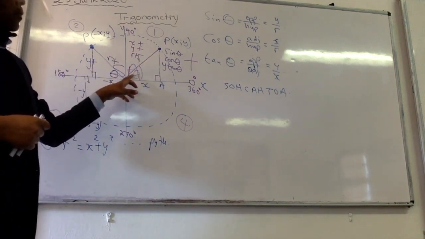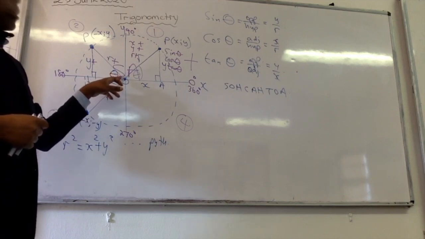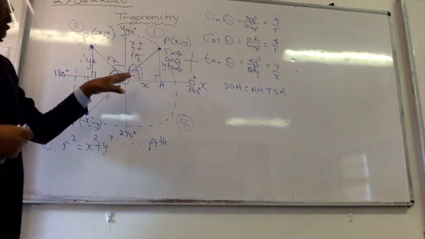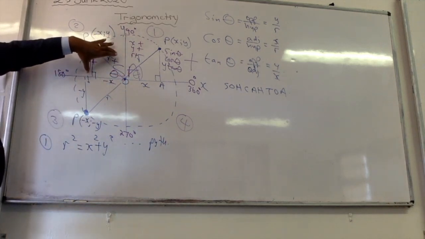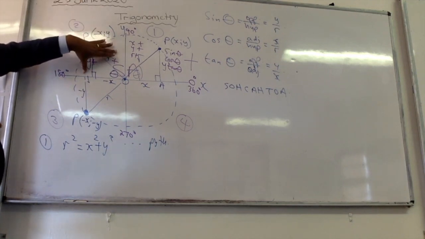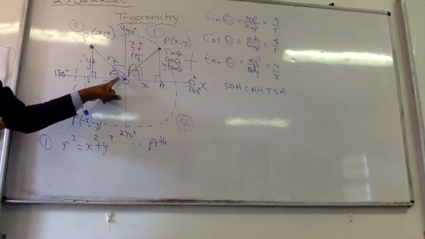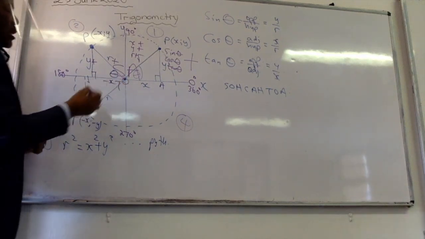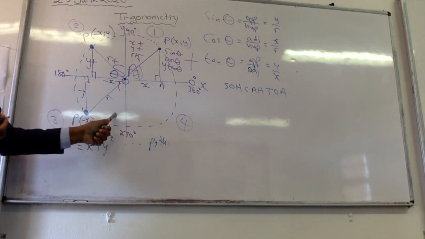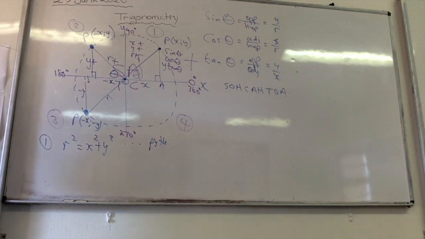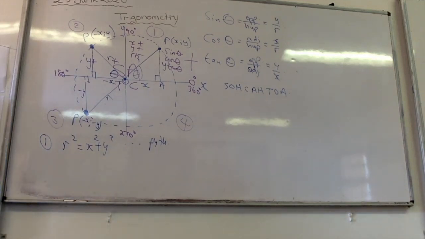And S means it's only sine which is positive in this quadrant. In other words, cosine of an angle that is here is negative, and tangent of any angle that is here is also negative. But sine of any angle that is here is positive. If you apply the same thinking, it will only be tangent which is positive in quadrant 3, and in quadrant 4, it's only cosine that is positive.